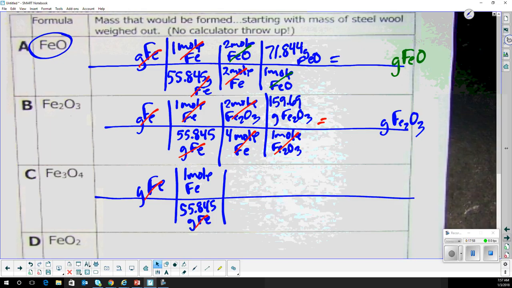Okay, so mole of Fe2O3 goes out. Then when I finish here, I'm going to have grams of Fe2O3. So again, I have to wait till I get to lab before I can finish it because I need this number right here at the very first. Go ahead and set up C and D. Use the same pattern that I've been using for A and B and set up C and D.